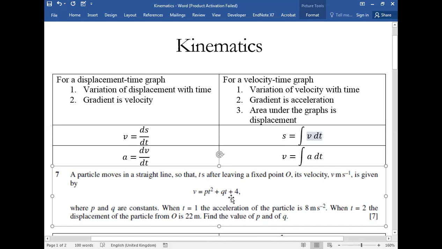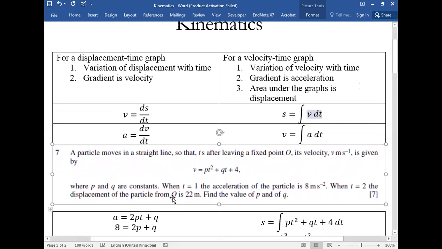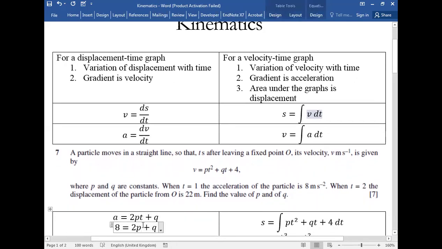How do we find the equation of acceleration? We will differentiate this. Differentiating velocity with respect to time gives us acceleration. And similarly, how do we find displacement? Integrating velocity with respect to time. What acceleration will we get? 2p plus 2pt plus q. Put 1 in place of t and the entire thing will be equal to 8. This is one equation with two unknowns.